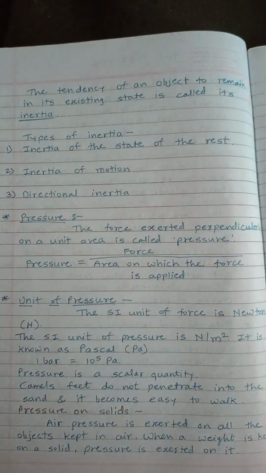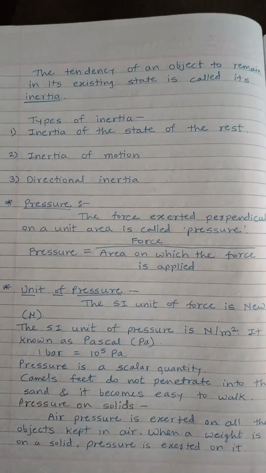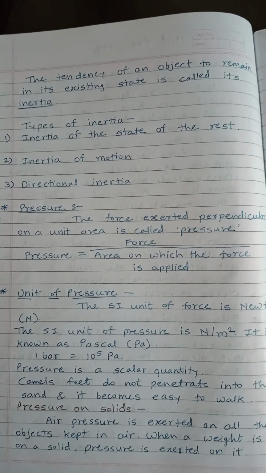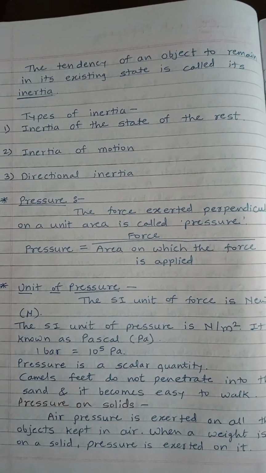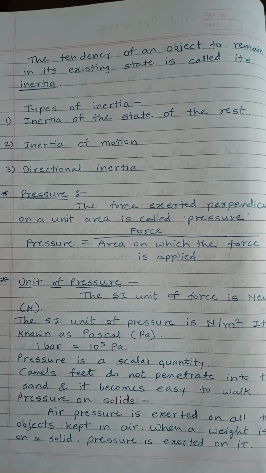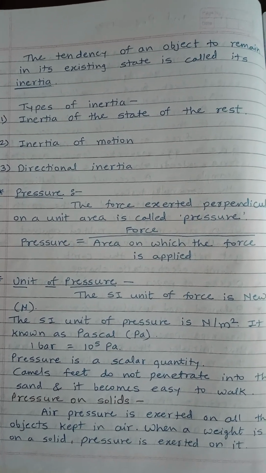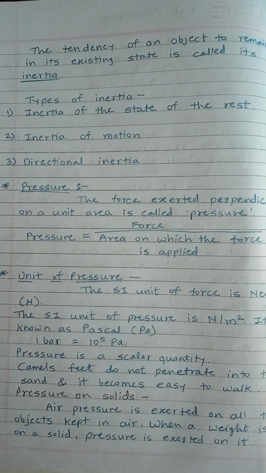Pressure. What is meant by pressure? Now we can see the definition of pressure. The force exerted perpendicular on a unit area is called pressure. What is the formula of pressure? Pressure is equal to force upon the area on which the force is applied.